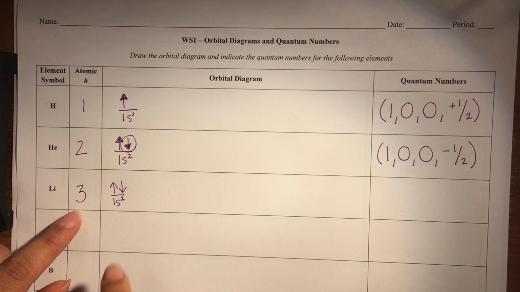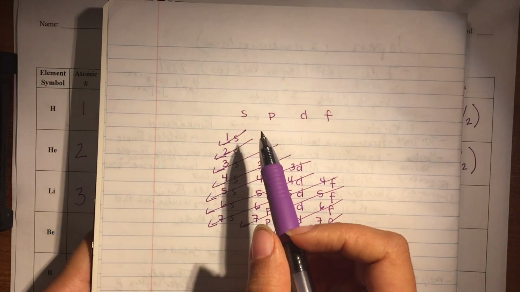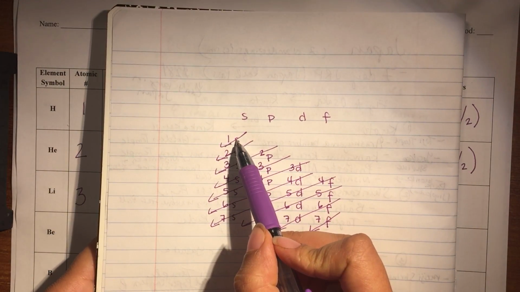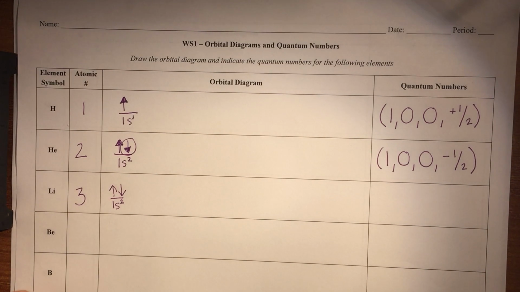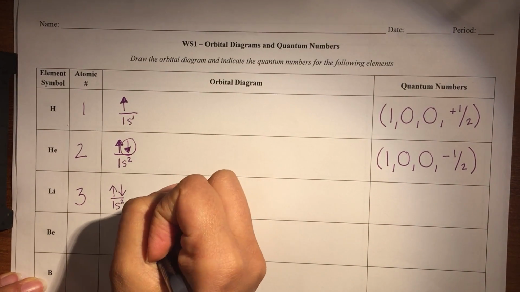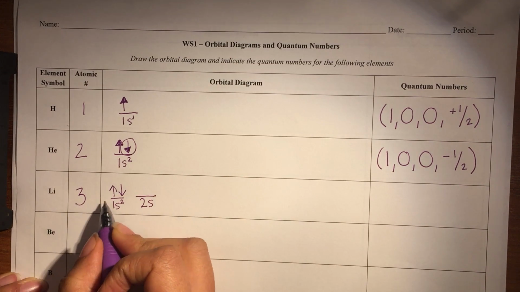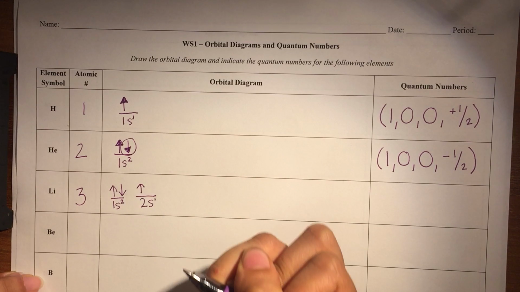Now, remember I have 3, so this is where that diagram comes into play. I already filled my 1s. Now I need to go to 2s. So I write 2s. I only have 1 electron left because I already drew 2, so I'm going to put a 1 here, and I draw the upward arrow.